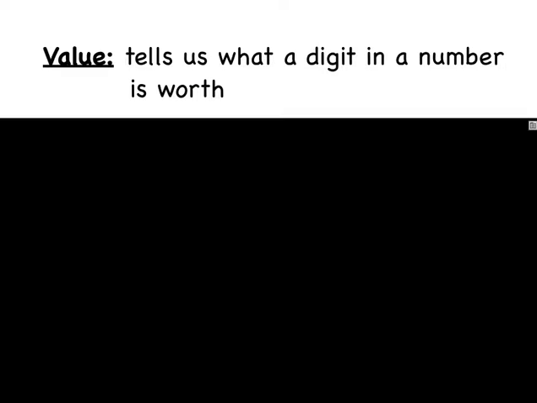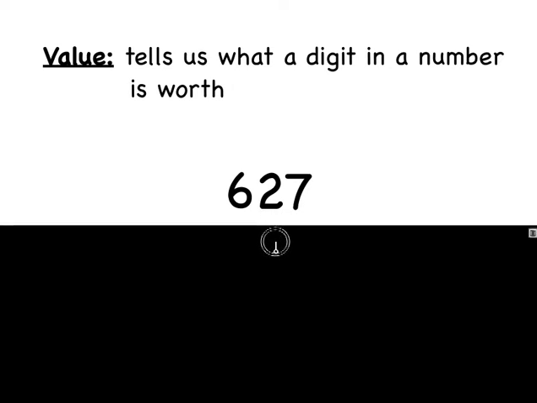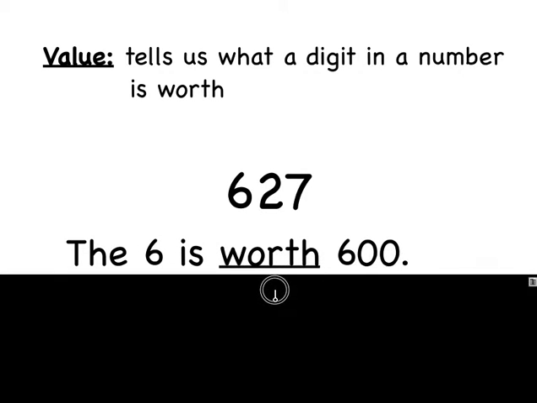Now, on the other hand, we have value. That tells us what a digit in a number is worth. So let's go back to our original, 627. It still has 3 digits. We know each of those digits has a place value, but it also has a value. Let's look at the 6. The 6 is worth 600. That's because it's in the hundreds place. So this isn't just a regular old 6. This is telling me there are 6 hundreds, which means its value is 600.